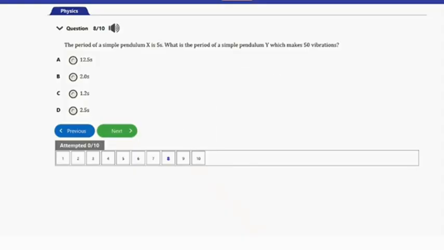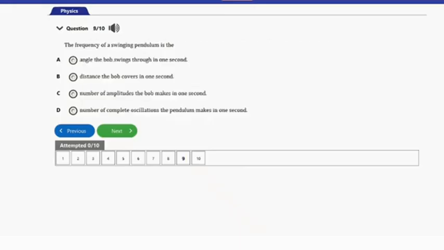Let's go ahead and consider the next question, guys. So guys, the next question here is question number 9. It says, the frequency of a swinging pendulum is the A, angle the bulb swings through in 1 second. B, distance the bulb covers in 1 second. C, number of amplitudes the bulb makes in 1 second. D, number of complete oscillations the pendulum makes in 1 second. So guys, the answer to this question is option D here. The number of complete oscillations the pendulum makes in 1 second. So let's go ahead and consider the next and last question, guys.